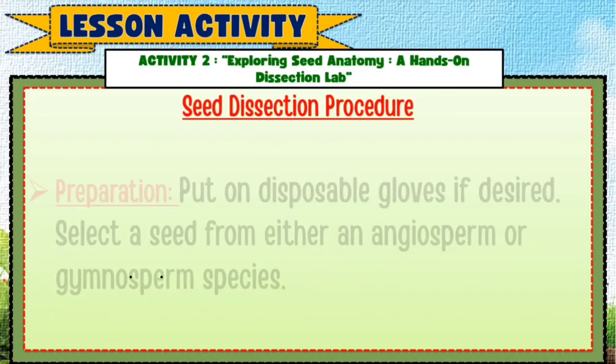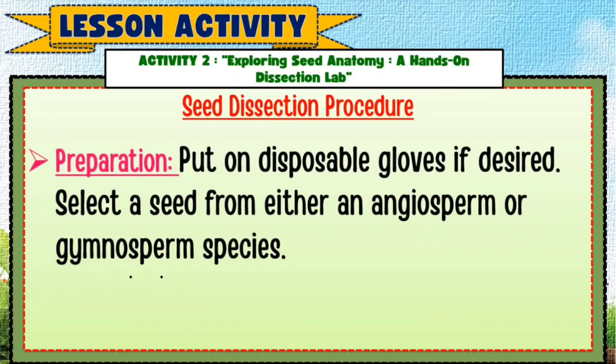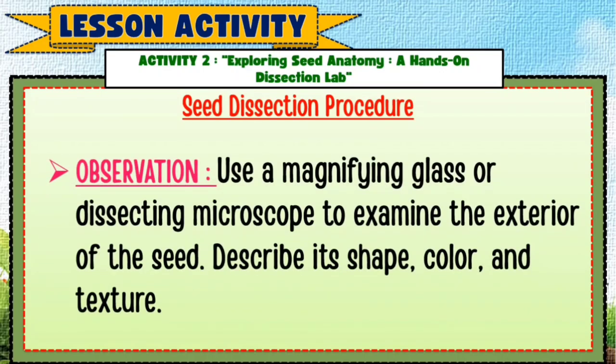Seed dissection procedure. Preparation. Put on disposable gloves if desired. Select a seed from either an angiosperm or gymnosperm species. Observation. Use a magnifying glass or dissecting microscope to examine the exterior of the seed. Describe its shape, color, and texture.